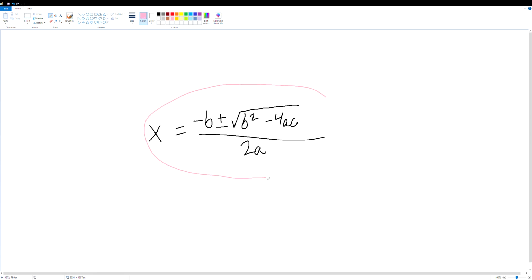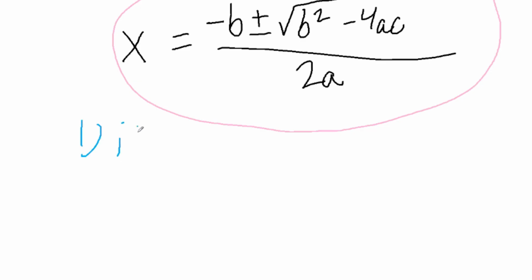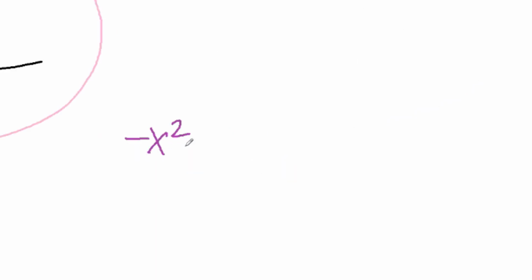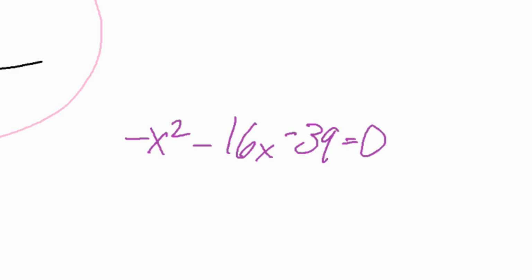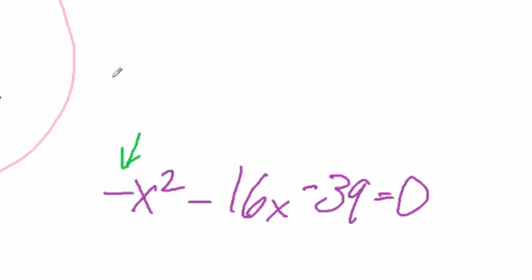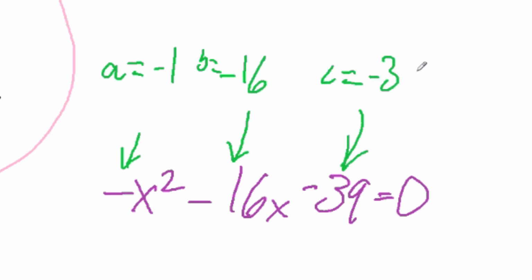To solve, I will use this equation. Identify the a's, b's, and c's. You do not need the 1, 2, 3's. In this equation, the a, b, and c are from left to right. The zero means nothing. The first coefficient is the a, which in this case is negative 1. The b is the second, negative 16, and the c does not have a coefficient.